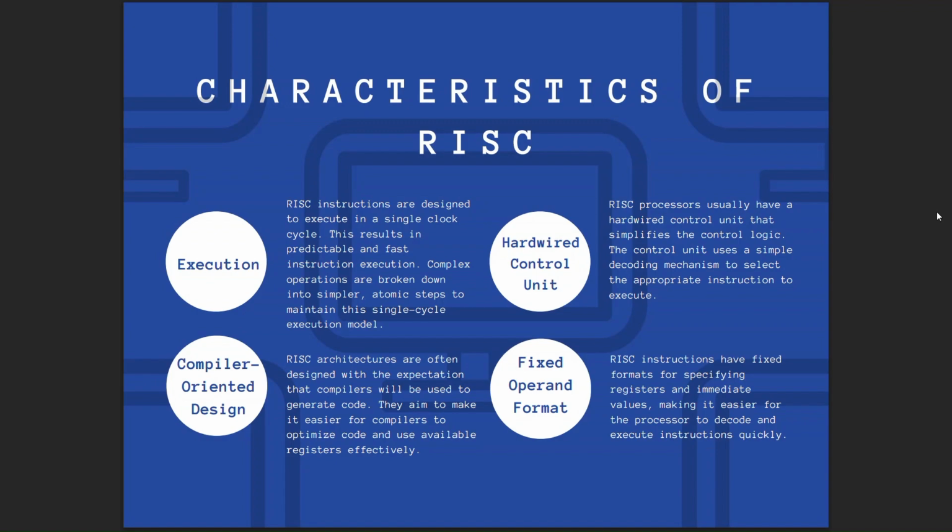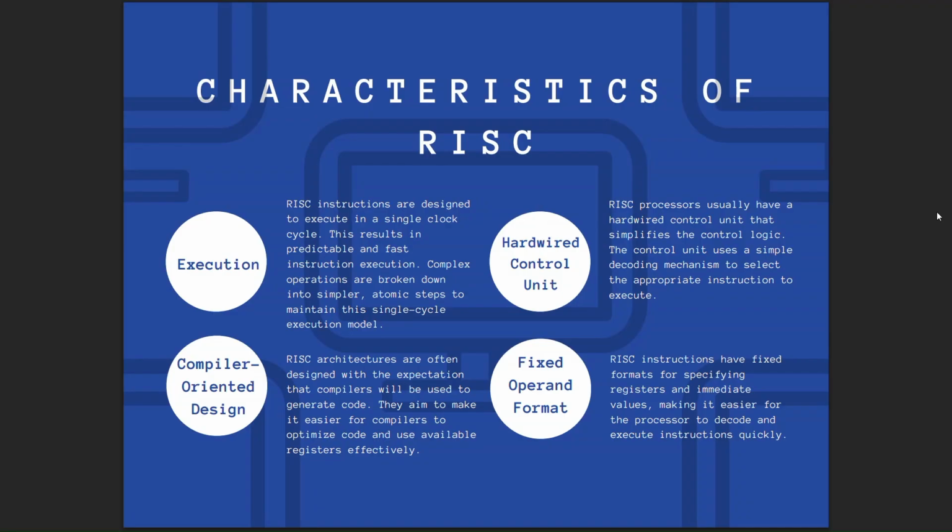Seventh is hardware control unit. RISC processors use a hardwired control unit rather than microcode. This means the control logic is built directly into the hardware using logic gates. A hardwired control unit uses a simple decoding mechanism to select the appropriate instruction to execute, which is faster than looking up microcode routines.